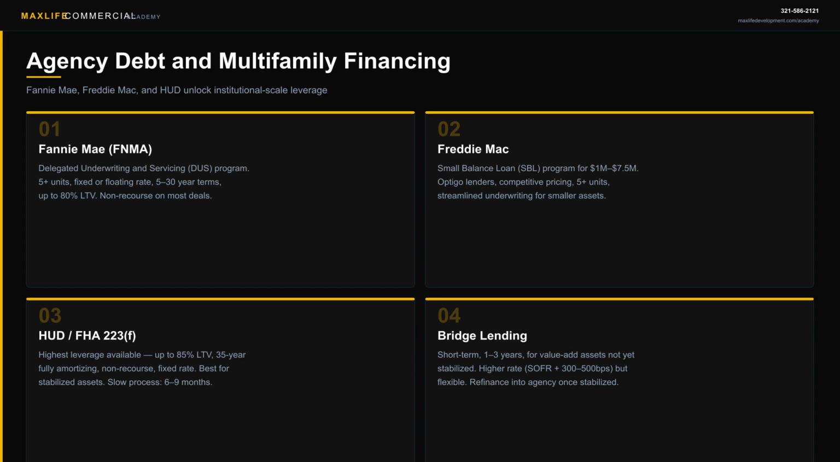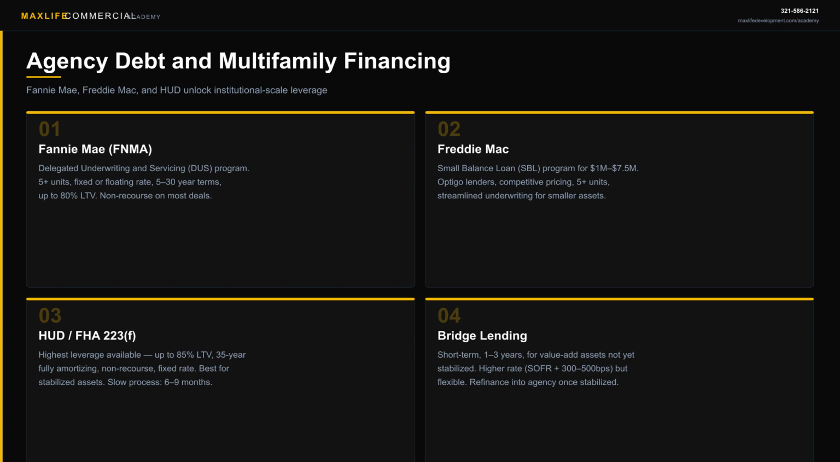Once you move above 4 or 5 units, you enter the world of commercial multifamily financing, and this is where agency debt becomes one of your most powerful tools. Fannie Mae's Delegated Underwriting and Servicing Program, commonly called DUS, is the dominant financing vehicle for 5+ unit properties. It offers fixed and floating rate options, terms ranging from 5 to 30 years, leverage up to 80% of value, and non-recourse structure on most deals. That non-recourse feature alone is a significant risk management advantage.